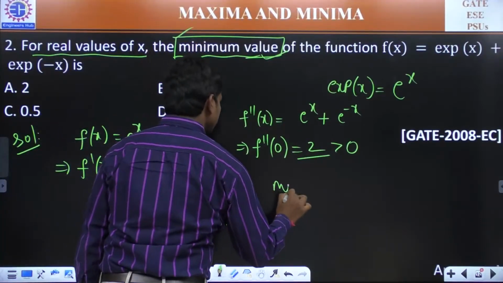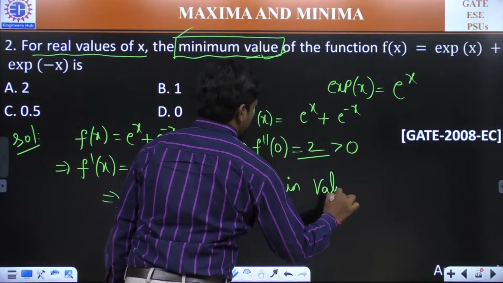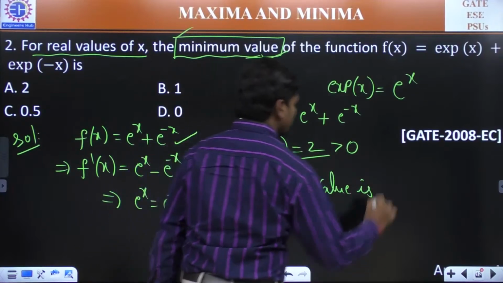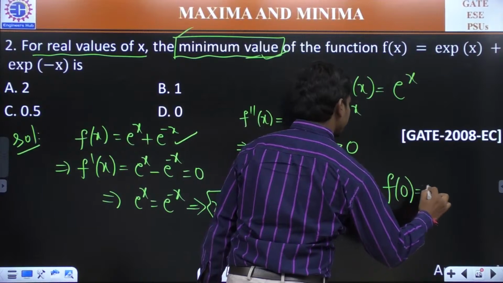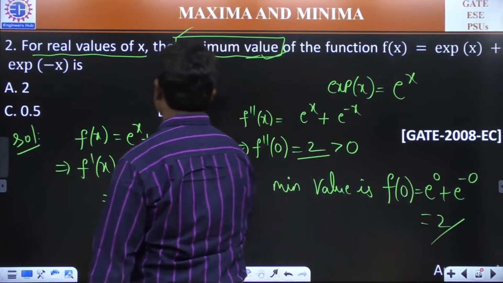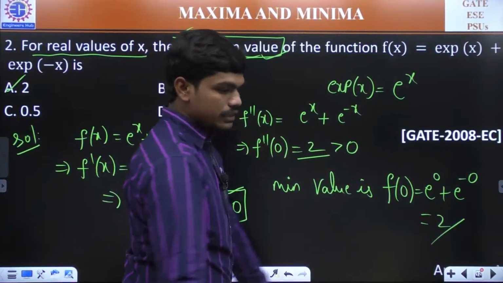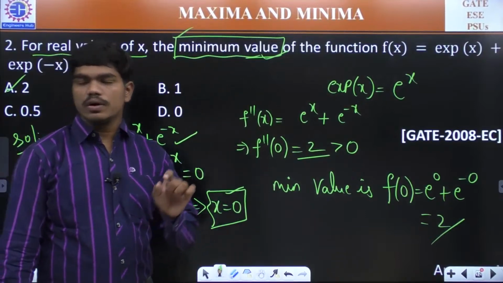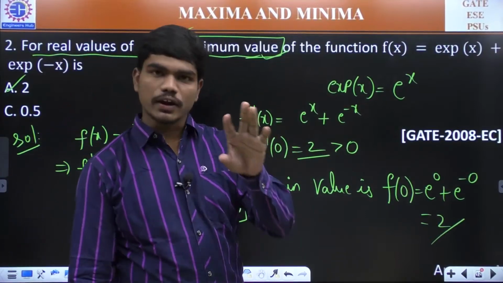So the minimum value is f(0), which is equal to e^0 + e^(-0), which is 2, and it's in the first option. Okay, this is what you can do, or else if you know a little point, you can answer this question in 5 to 10 seconds.